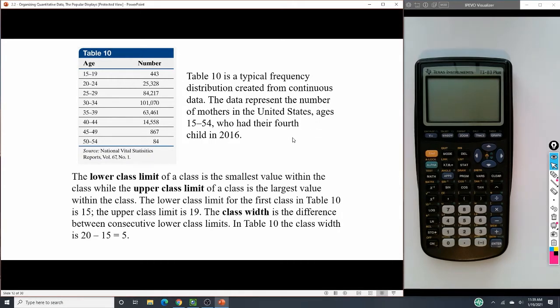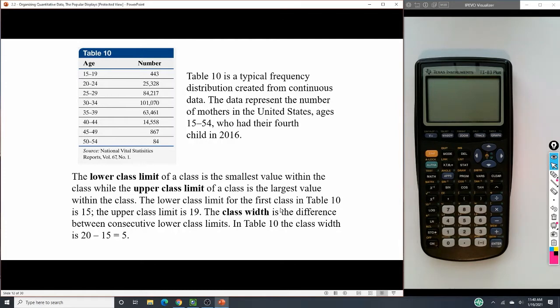All right, now we have what's called limits of the class. We have the lower class limit and the upper class limit. So the lower class limit is the first number, and then the upper class limit is the second number. So in this first one, our lower class limit is 15, our upper class limit is 19. The next one is 20 and 24, and so forth, okay?